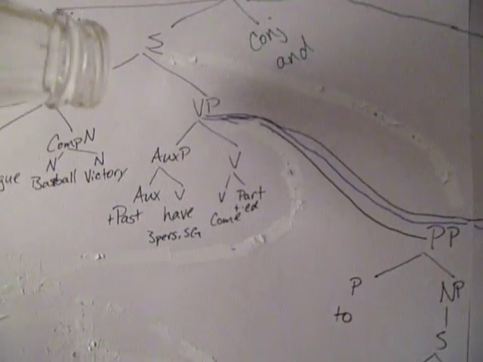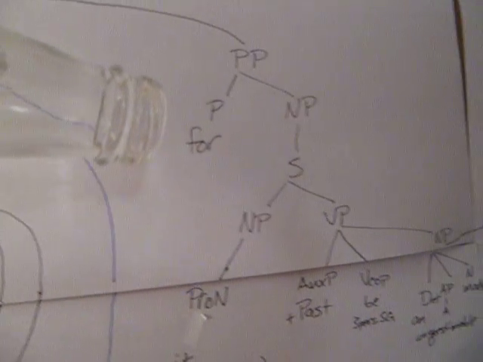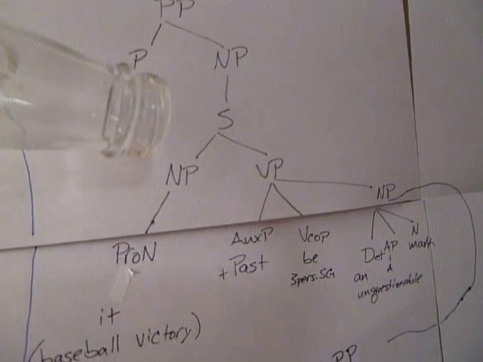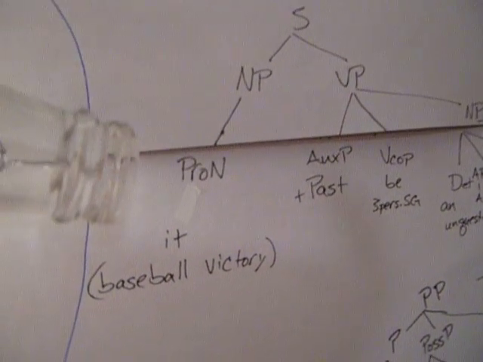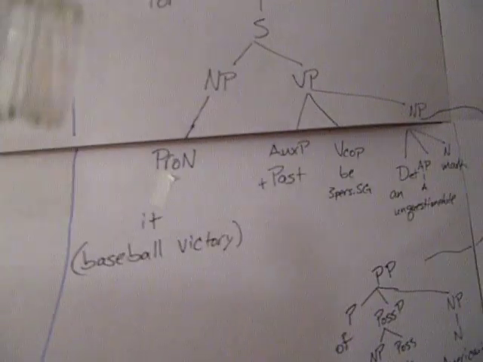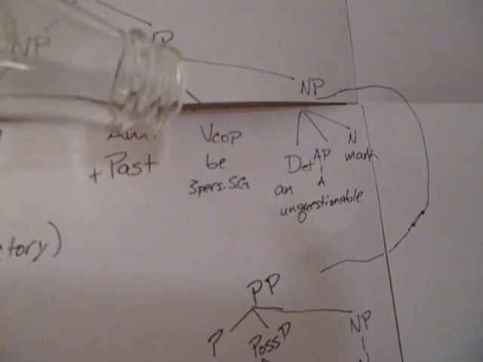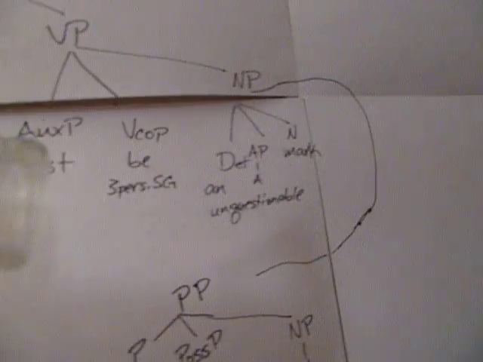sentence, and so we build off of this verb phrase. We have another prepositional phrase with for. We have a noun phrase, which is actually another sentence. Then you have the pronoun it, which is the baseball victory, from all the way over here, because it was just that important. So baseball victory, then you have, it's in the past, then it's a copulative verb, which is be, so it's in the third person singular, right there.